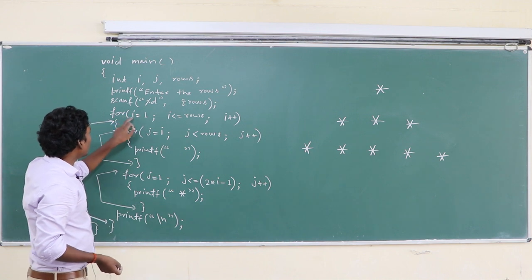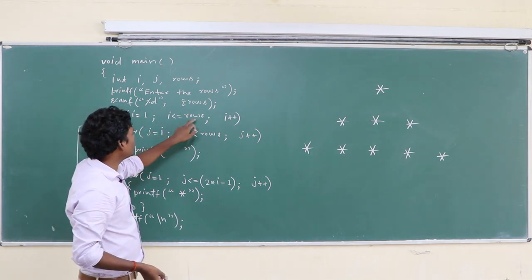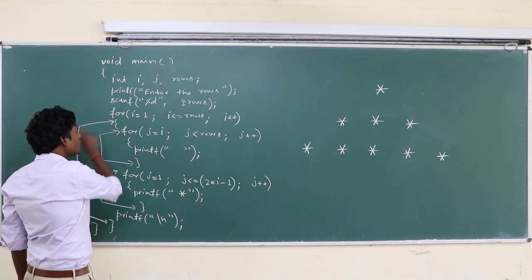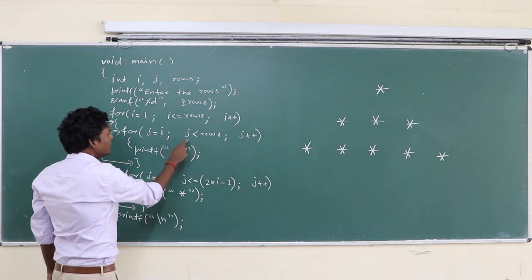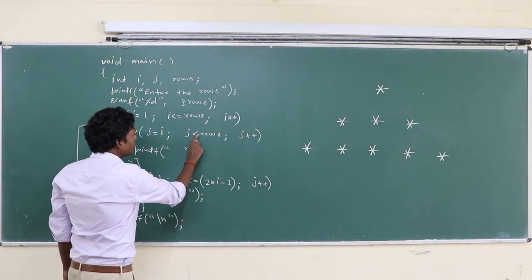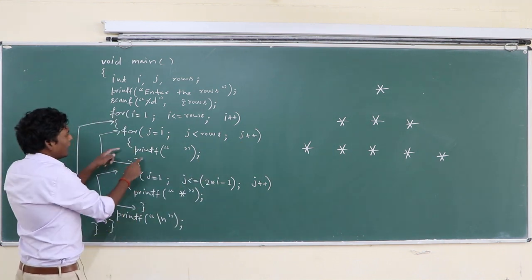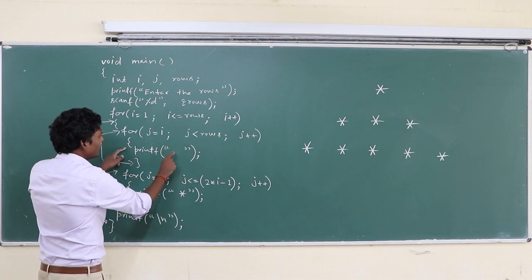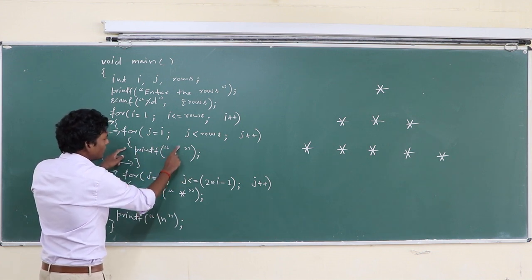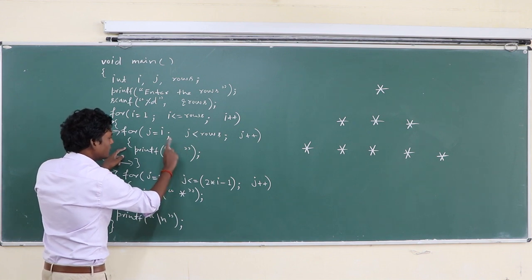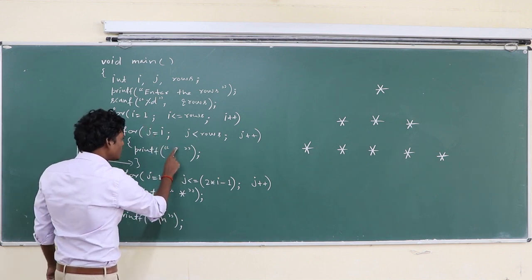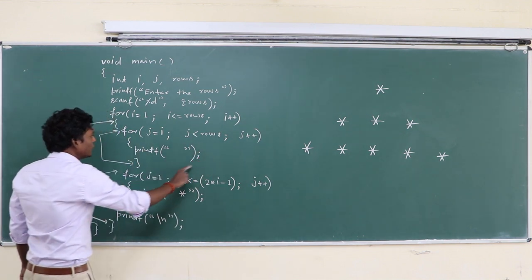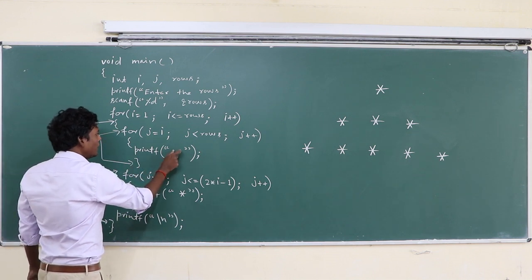Here: for i equal to 1, i is less than or equal to rows, i plus plus. This is the second for loop, which is nested within this for loop: j equal to i, j is less than rows. Here equal is absent, class, j plus plus. When this loop is executed, this blank space will be printed, because there is a blank space in this string, from a hit of the space key. So when this loop executes, the blank space is printed.